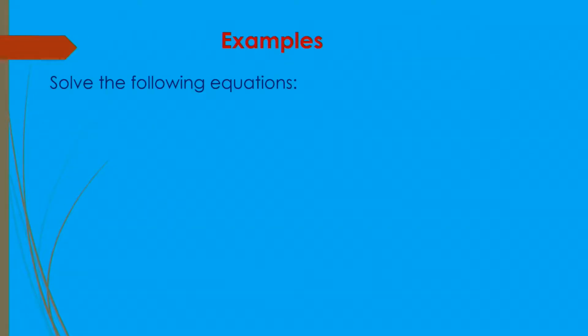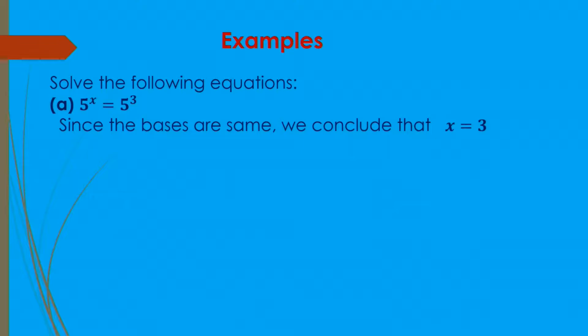Solve the following equations. Part A, 5 power x equal to 5 power 3. Here you will notice that we have the same bases, so we conclude that x equal to 3 according to the rule of indices mentioned earlier. Whenever you have the same base, the powers also must be the same. So 5 power x equal to 5 power 3, we conclude x equal to 3.